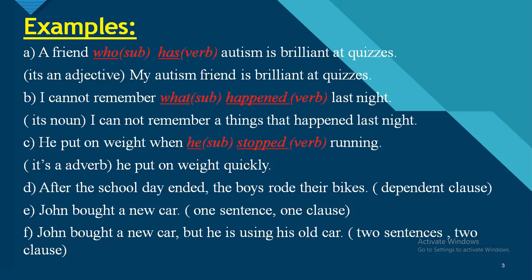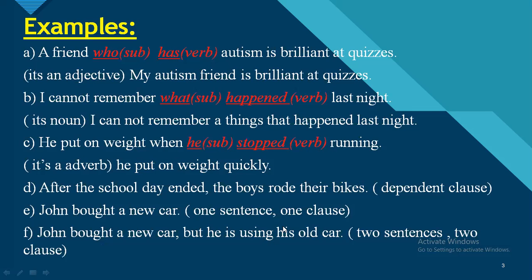So here are some examples of a clause. A friend who has autism is brilliant at quizzes. Here, who is the subject and has is a verb. I have already told you in the previous slide that it works as an adjective. So this clause works as an adjective: my autism friend is brilliant at quizzes.